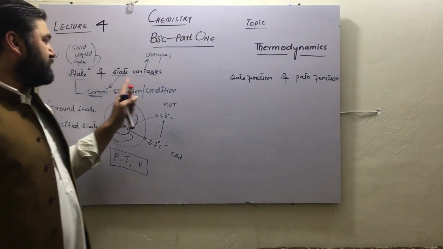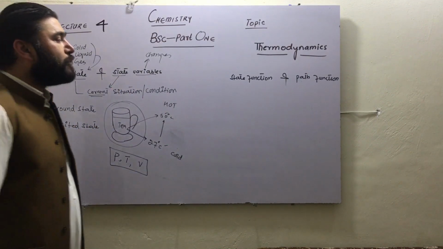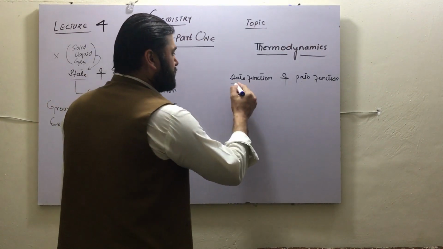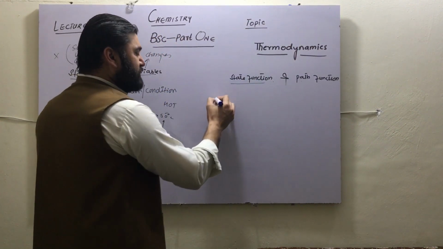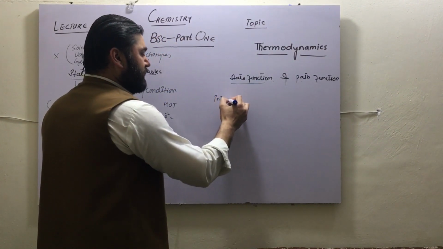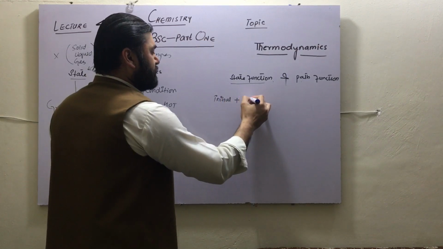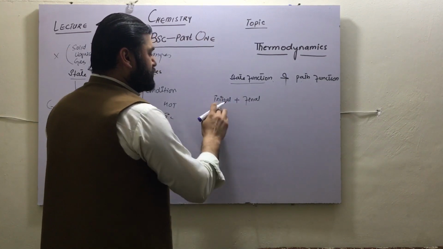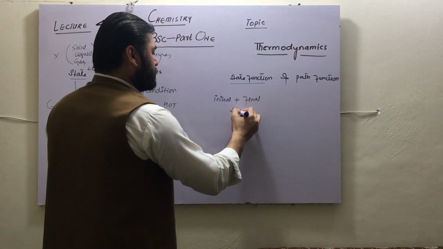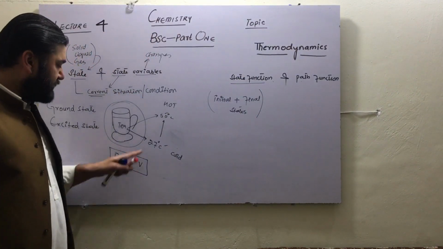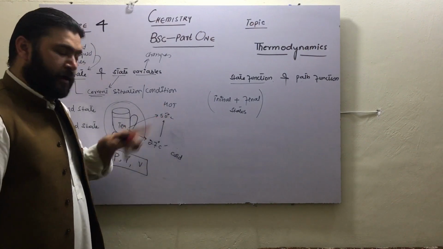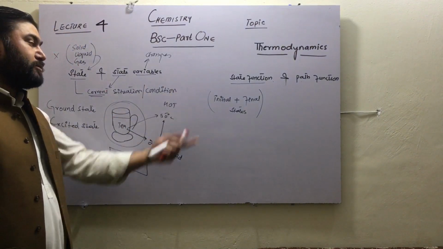To understand state variable, you must know about the state function. What is basically a state function? State function deals with the initial and final states. State function tells us what the initial temperature was and what the final temperature was. It does not tell about the path.